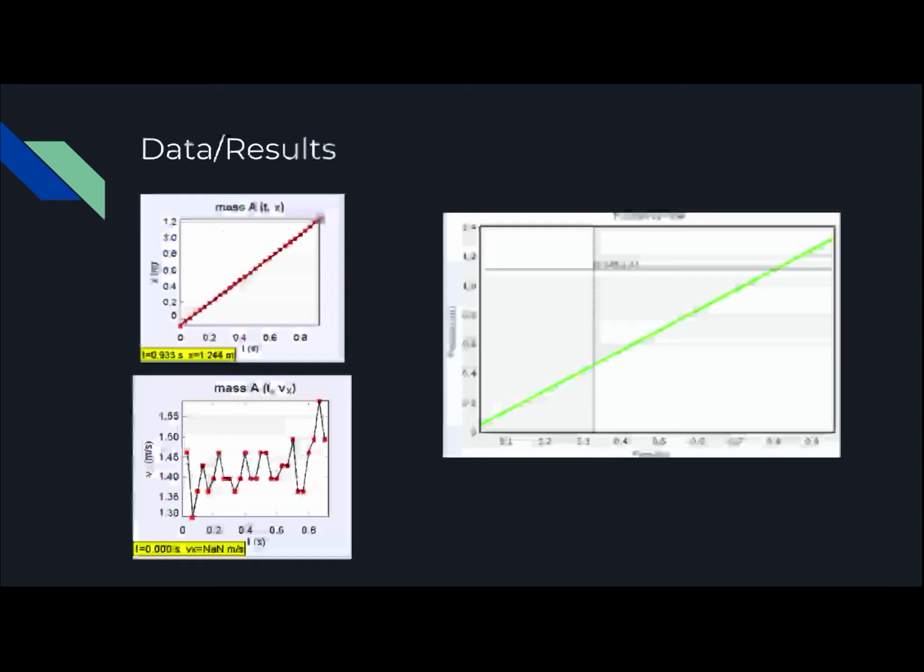On the left is my position versus time graph from Tracker, and on the right is the computer-generated results. Although the Tracker position graph looks like a straight line, after looking at the velocity versus time graph, we can see that the force is inconsistent due to the external forces mentioned before, such as gravity and friction.